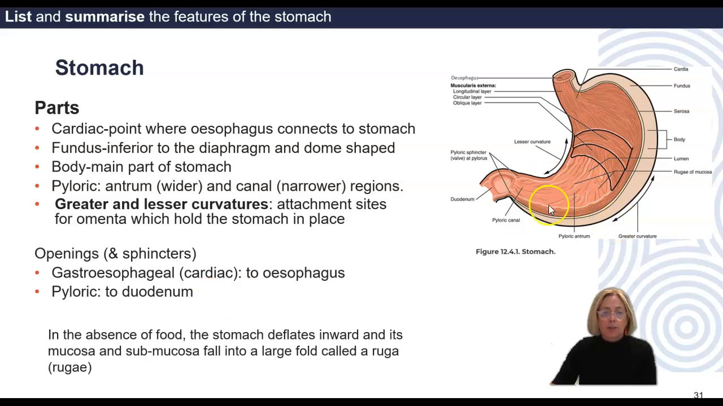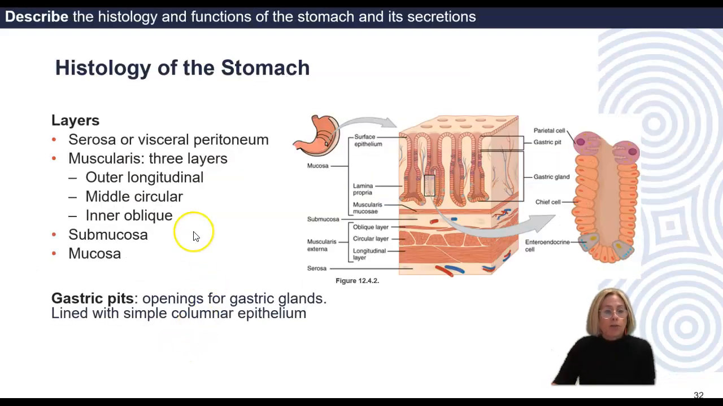Now, in the absence of food, so when the stomach's kind of empty, it deflates inwards. And the two inner layers, being the mucosa and the submucosa, fall into a large fold called a ruga or rugae. Then when the stomach starts to fill up again, that allows the stomach to stretch and those rugae then disappear.